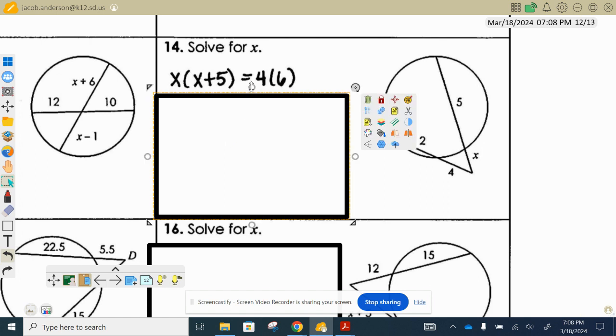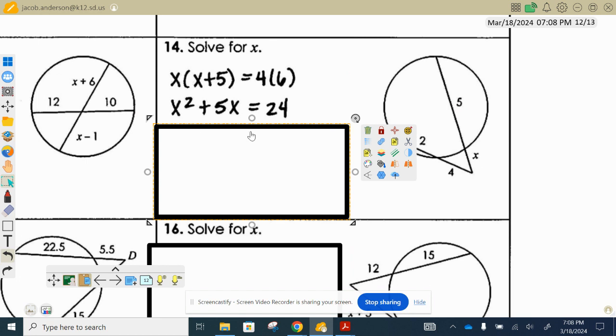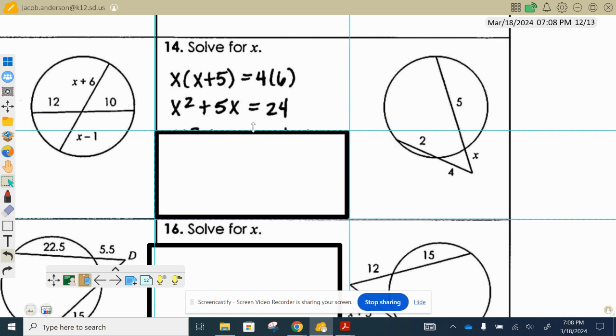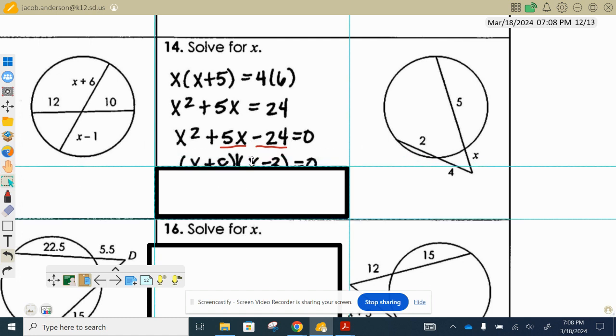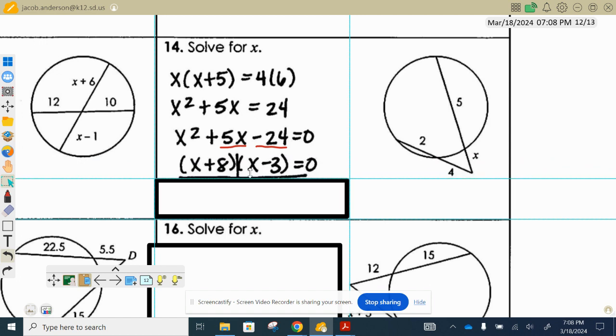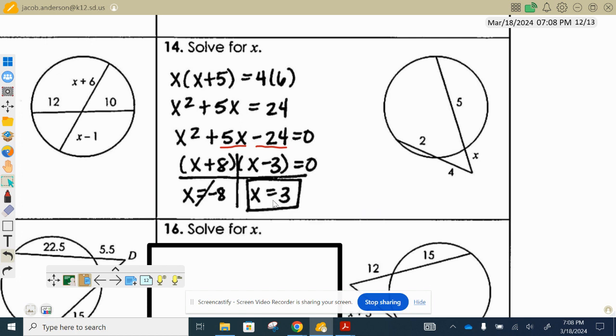As I continue to solve this, we're going to distribute that x in, and then we should get x squared plus 5x equals 24, but I have to move everything to one side before I factor. Now to factor, I need two numbers that multiply to give me negative 24 but add to give me 5. I'll have a positive 8 and a negative 3. And remember, my solutions are going to be the opposites of those, so it'd be negative 8 and positive 3.